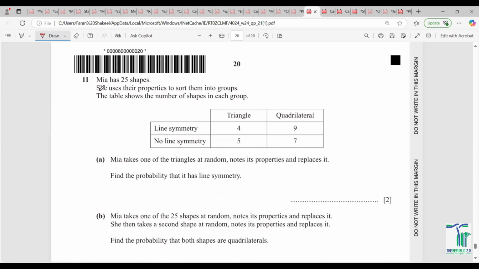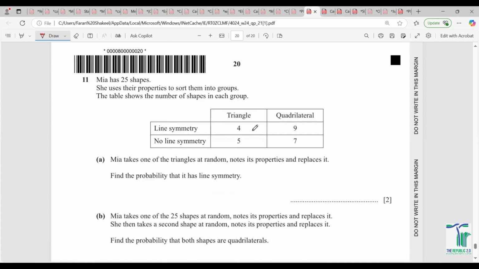Okay, now we have got question number 11. Mia has 25 shapes. She uses their properties to sort them into groups. The table shows the number of shapes in each group, and you've got triangles, quadrilaterals, some with lines of symmetry, and some with no lines of symmetry. Mia takes one of the triangles at random, notes its properties and replaces it. Find the probability that it has line symmetry.